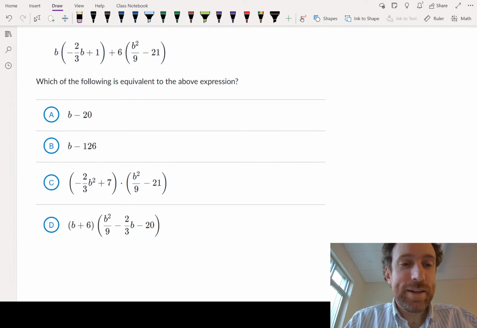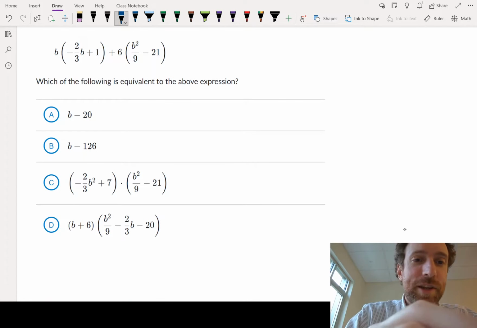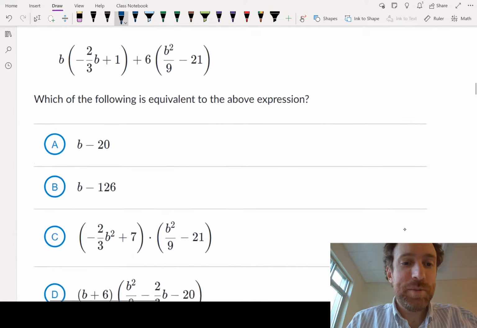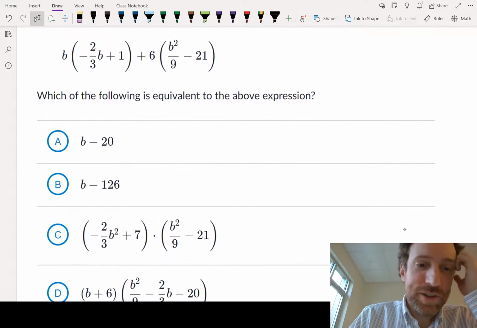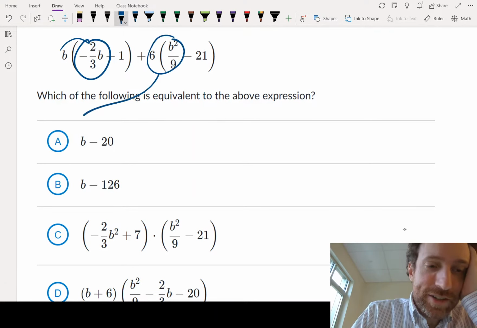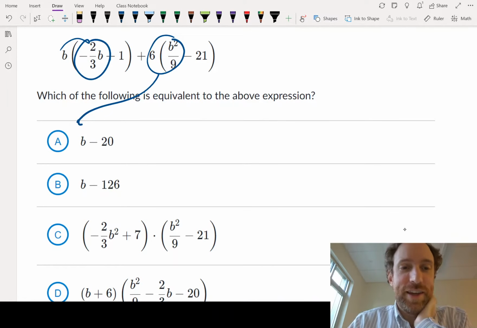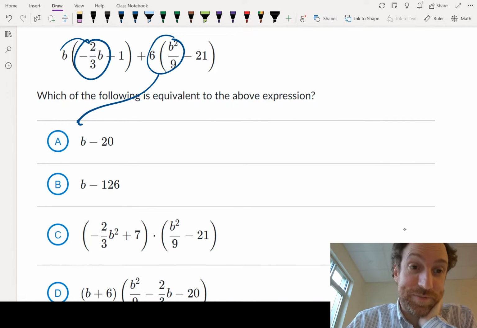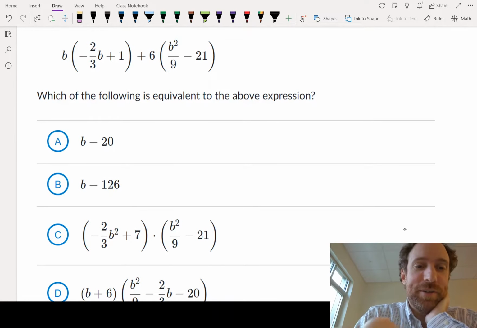However, I do recommend distributing and doing this properly. If you were being very, very fancy, you could ignore the b squared terms and just assume that they're going to add up to 0 because answer choices A and B do not have any b squared terms. However, that is a little bit risky. That's probably what I would do.